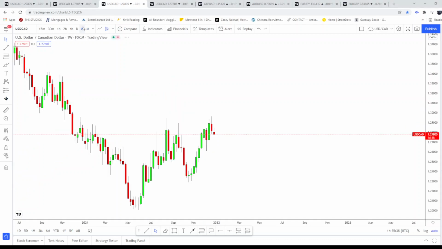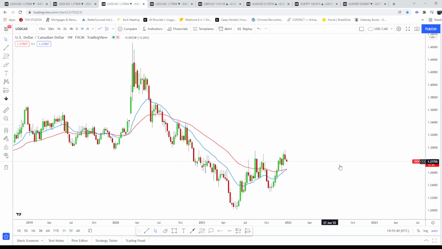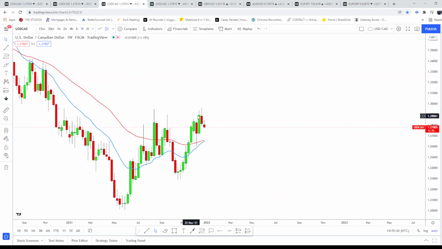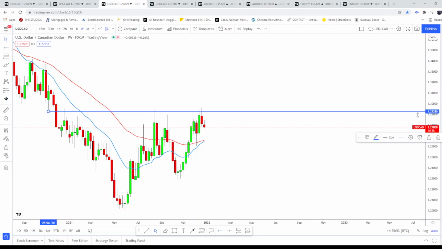So let's move on to the weekly. Here we see last week closed as a shooting star, and there was a nice clear respect of this rejection here of this resistance. So at the 1.2900 area, if we just correct that a little bit, 1.2928.